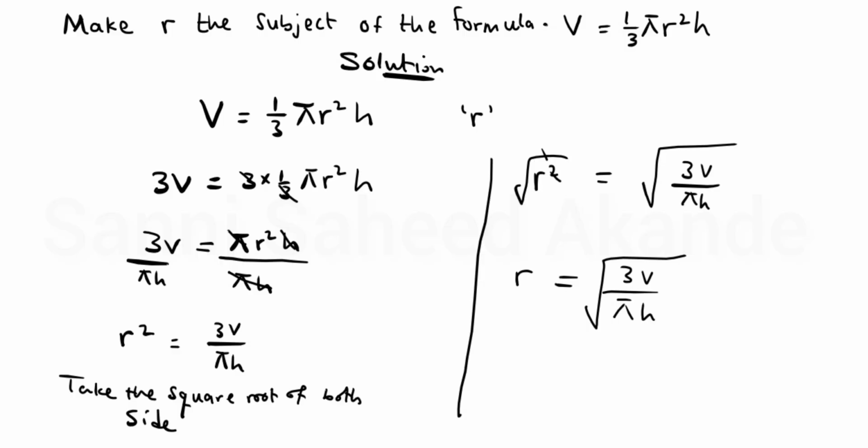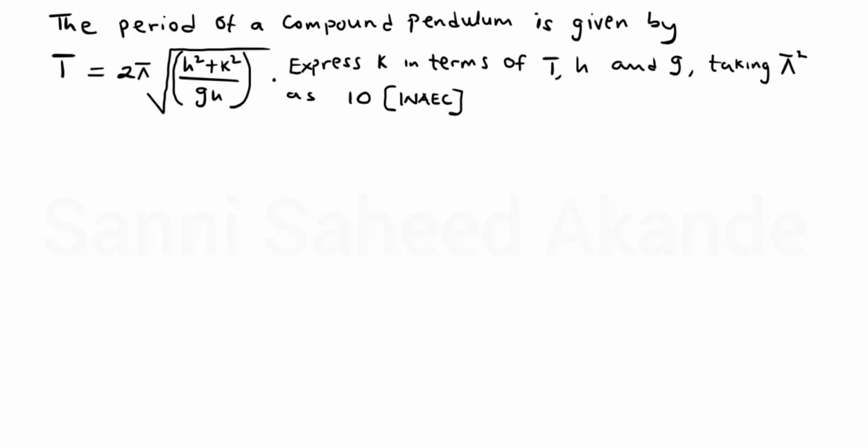The question says the period of a compound pendulum is given by this formula you are seeing on the screen. Then express k in terms of T, h, and g. Then taking pi squared as 10. Okay, this is a WAEC question, and we are going to solve this together. Solution.